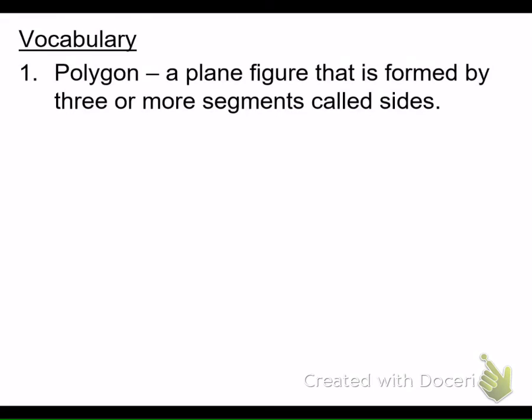So first vocabulary term, polygon. Plane, not like flying in an airplane. A plane figure means like on a flat surface, like a plane in geometry. So a plane figure that is formed by 3 or more segments called sides. So those are all examples of polygons.